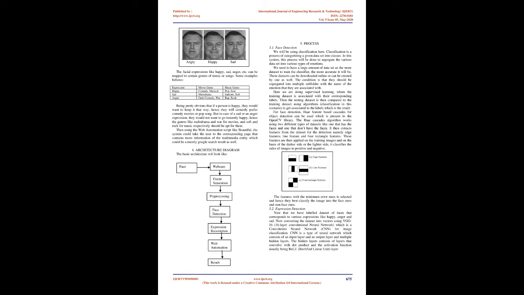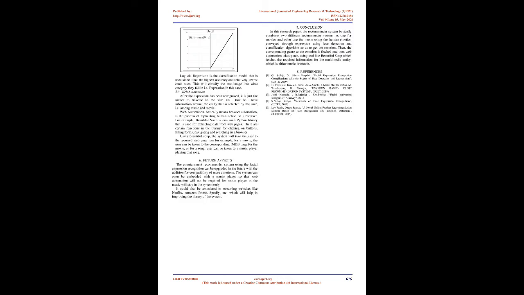For face detection, Haar feature-based cascades for object detection can be used, which is present in the OpenCV library. The Haar cascades algorithm works using two different types of datasets, one that has the faces and one that doesn't have the faces. It then extracts features from the dataset for the detection, namely edge features, line features, and four-rectangle features. These features are then applied on the training images, and on the basis of the darker side or the lighter side, it classifies the sides of images as positive and negative.